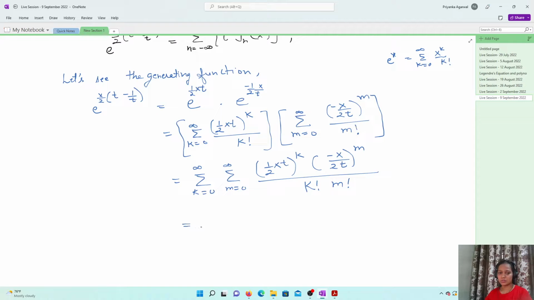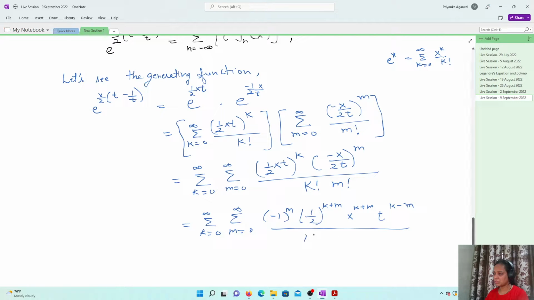Okay. So again, if we see, this can be written as k equals 0 to infinity, n equals 0 to infinity. So the halves can be combined. So first this is (-1)^n, (1/2)^(k+n), x^(k+n), t^(k-n) over k factorial n factorial.